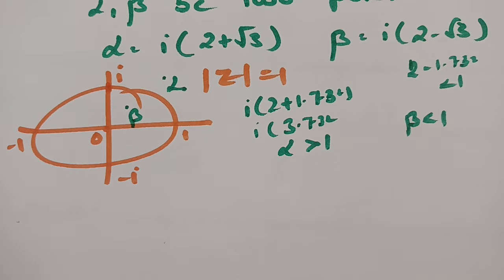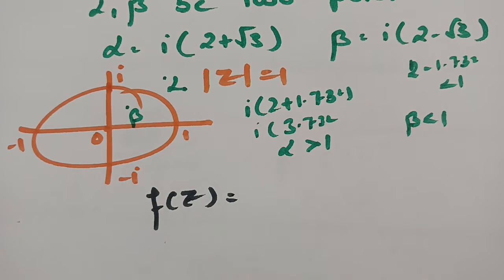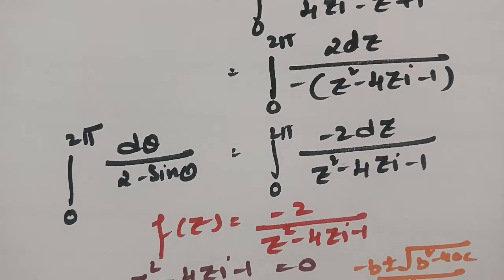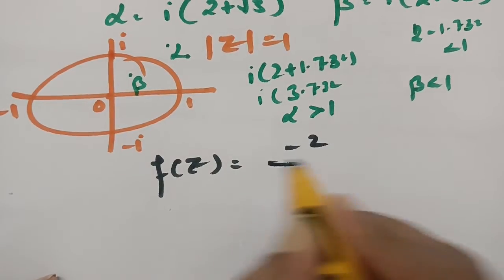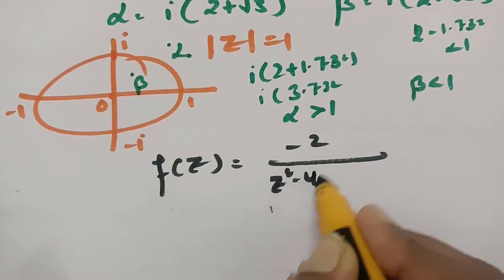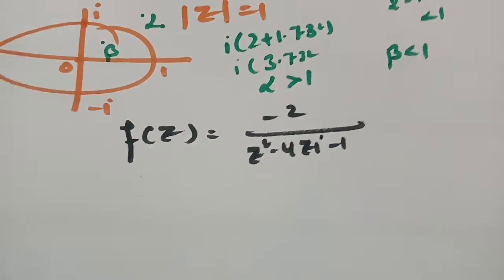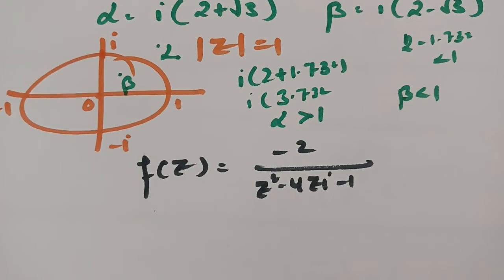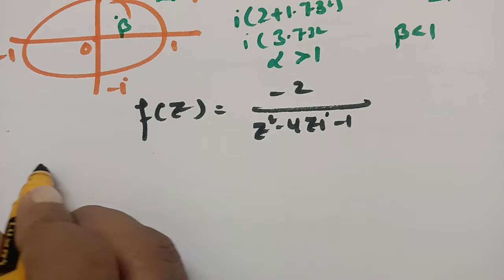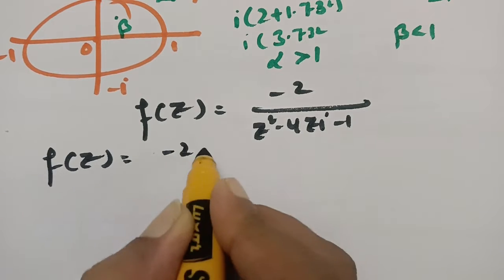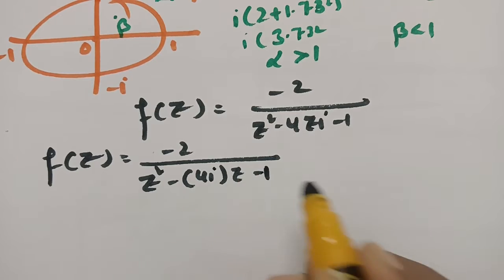For finding the residue, first of all, I am transforming this f of z. So what is our f of z value? Our f of z value is nothing but minus 2 by z square minus 4zi minus 1. So I have to find the residue for the pole beta. For this, f of z can be written as minus 2 by z square minus 4i into z, minus 1.